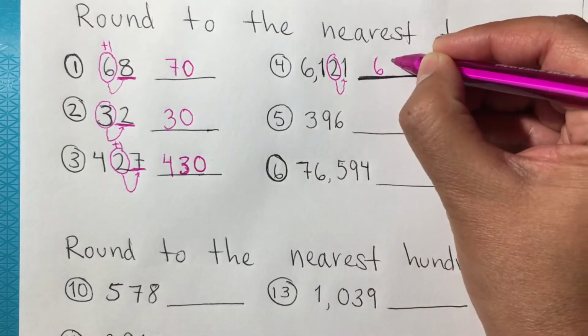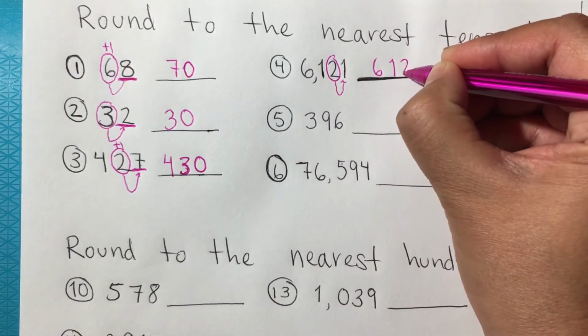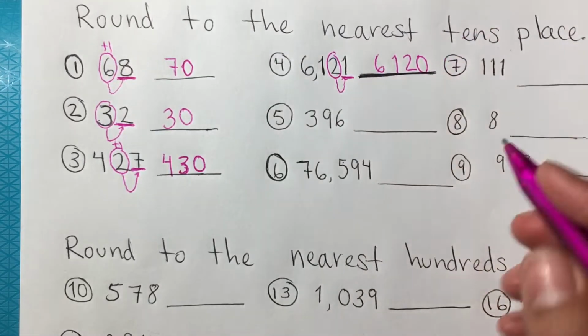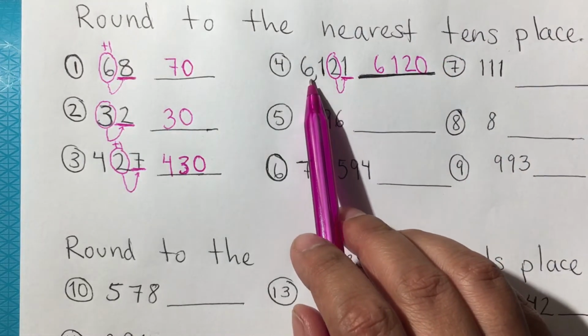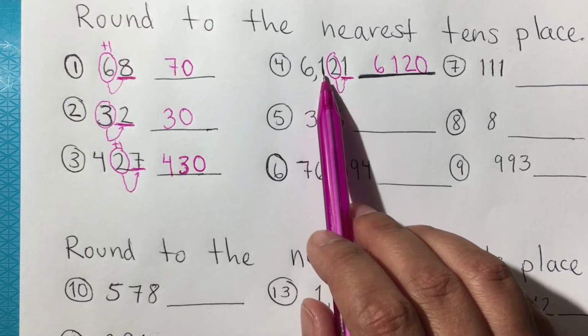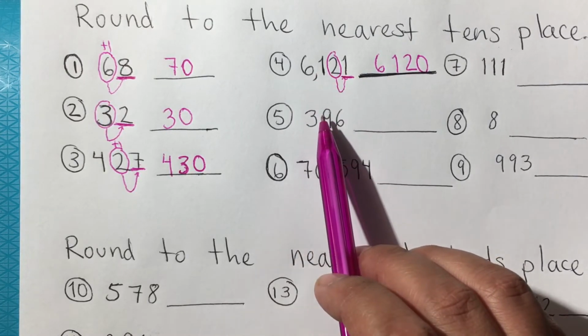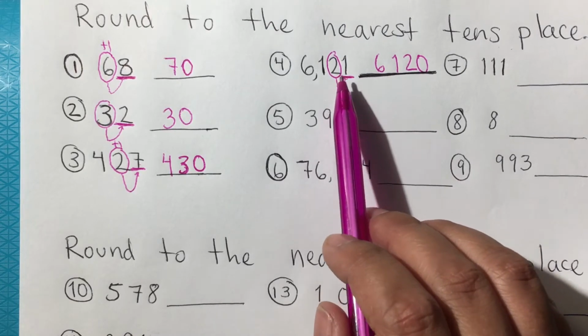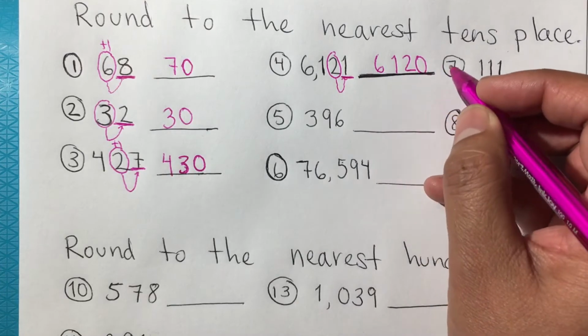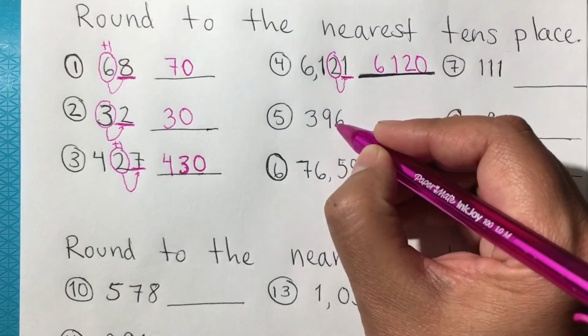So 6, 1, the 2 stays the same, and anything to the right becomes a 0. This means, is it closer to 6,120 or 6,130? Okay? And because it's 21, it's closer to 20. 6,120. Ones, tens.